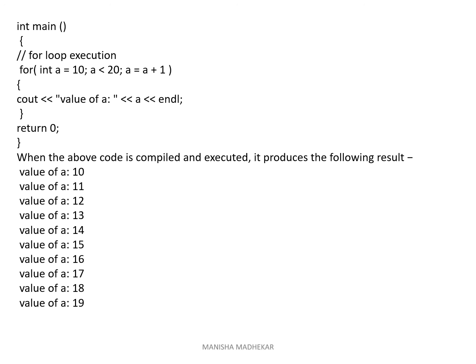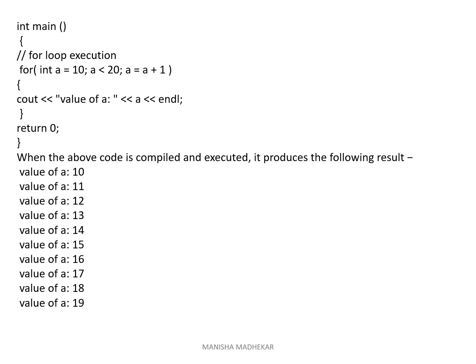So the output of the above code is, initially it will display the value of a as 10. Then it will increment the value, a is equal to a plus 1, to 11. Again it will check the condition whether a is less than 20. Yes, it is true. So it will display the statement value of a is equal to 11. Again it will increment a by 1. So now the value of a is 12.